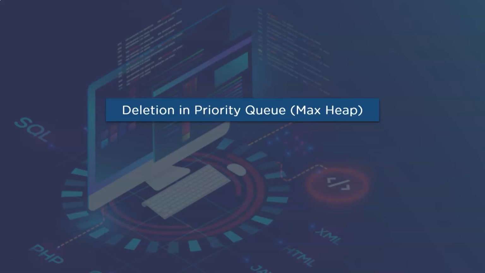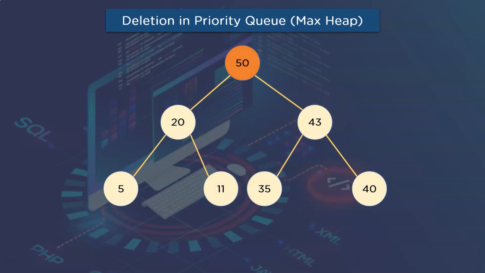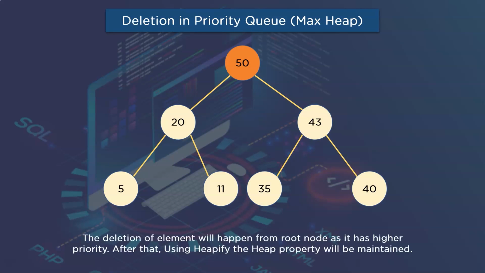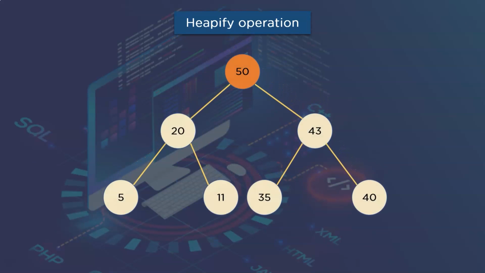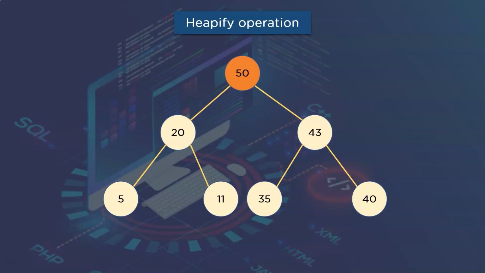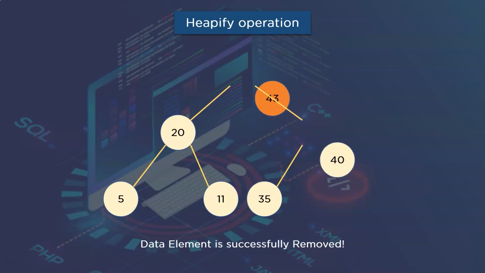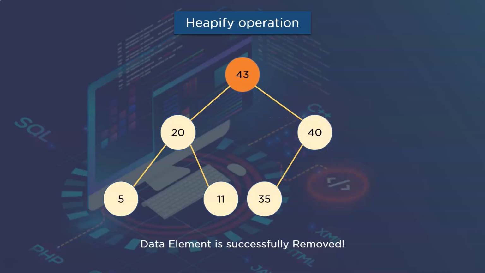The next up is deletion. As we know, the highest priority element will be the first to leave the priority queue, and further, it is stored at the root node of a max heap. So definitely, the element present at the root node will get removed. But due to this operation, the order of priority queue gets affected. However, the heapify operation comes to the rescue. It reshuffles the elements of the priority queue to rearrange them in order.